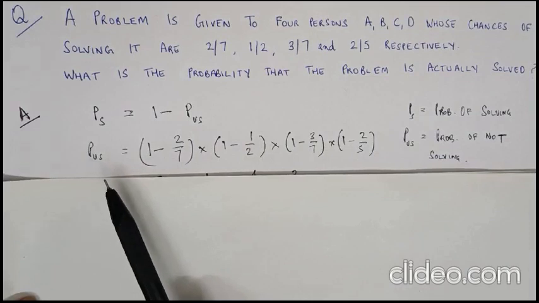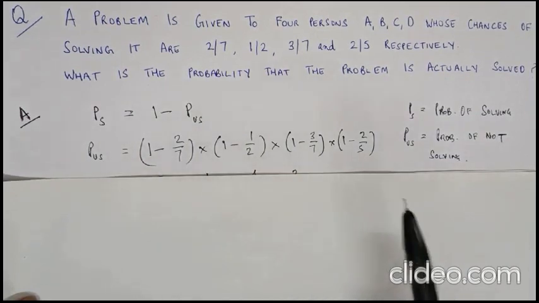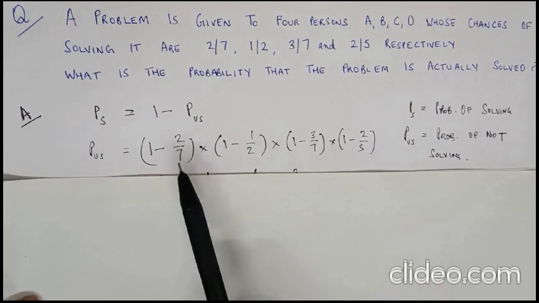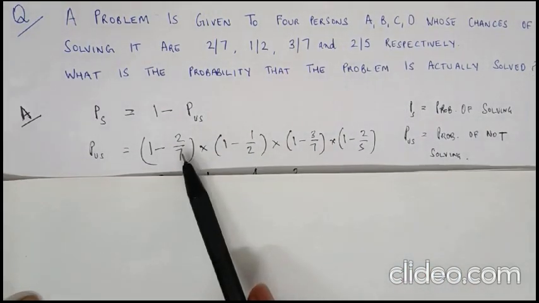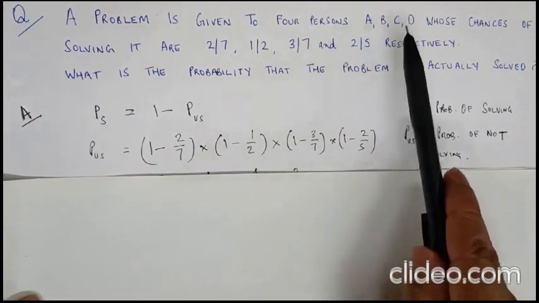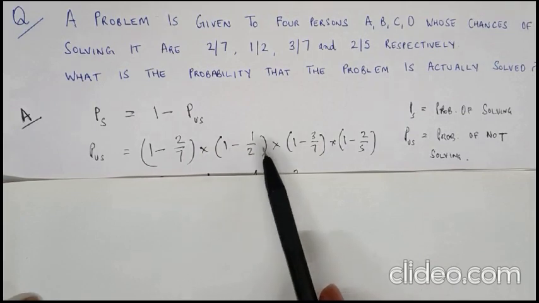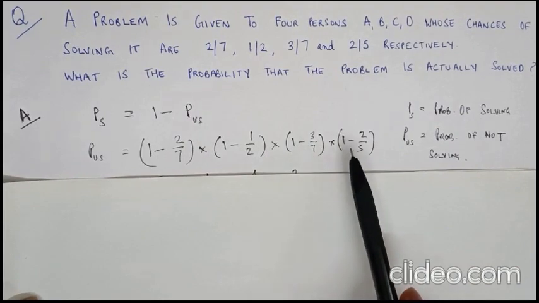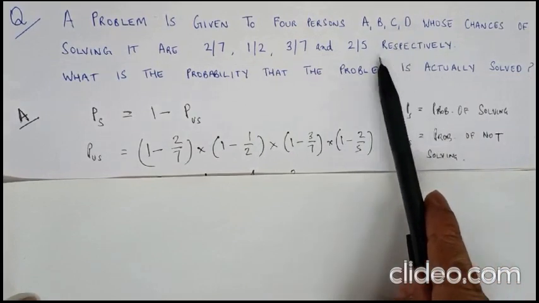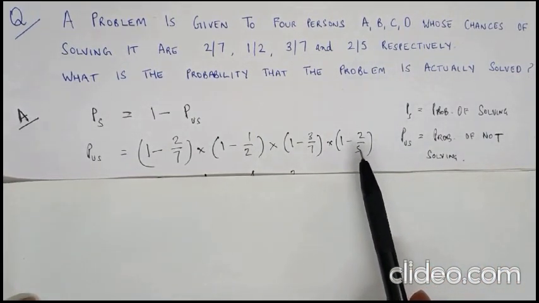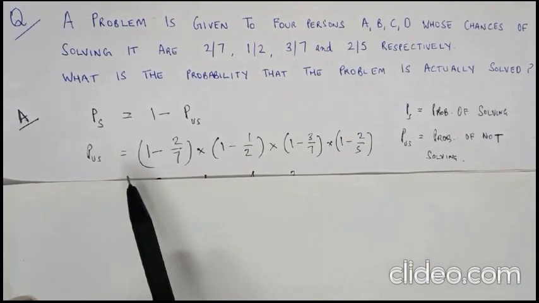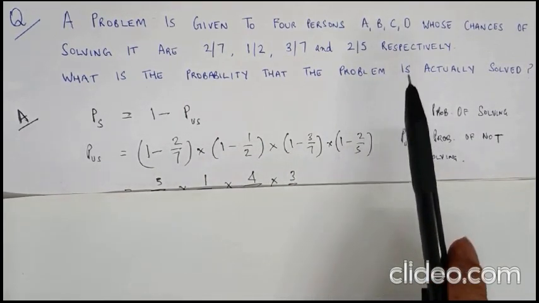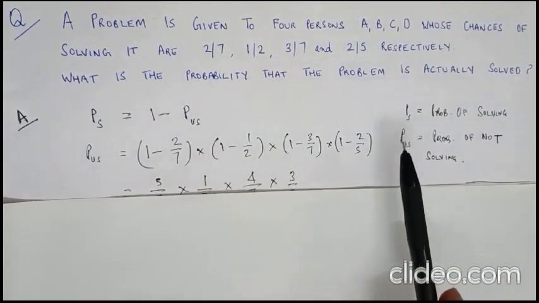So what is the probability of none of them being able to solve this problem? That is 1 minus 2 by 7, which is basically the probability that A cannot solve the problem, into the probability that B cannot solve the problem, which is 1 minus half, into the probability that C is not able to solve the problem, which is 1 minus 3 by 7, and also the probability that D is not able to solve the problem, which is 1 minus 2 by 5. Clear? So this is the probability that none of them can solve the problem. Multiplication of each of the probabilities of each person not being able to solve the problem.